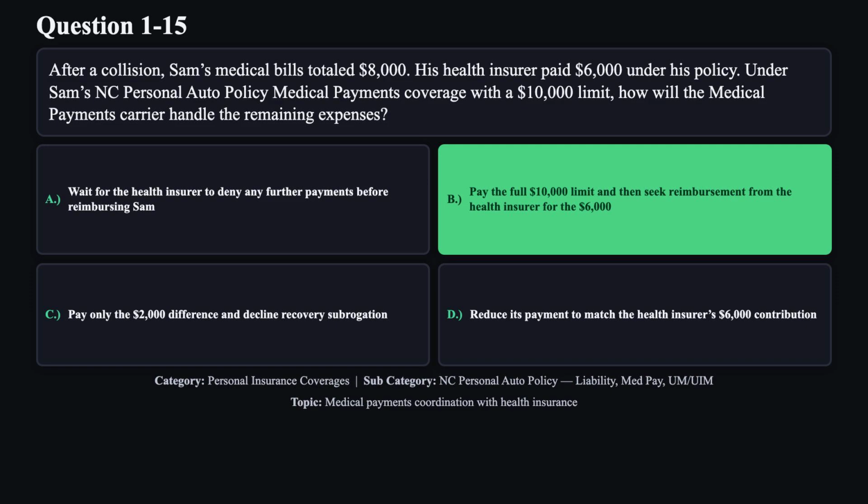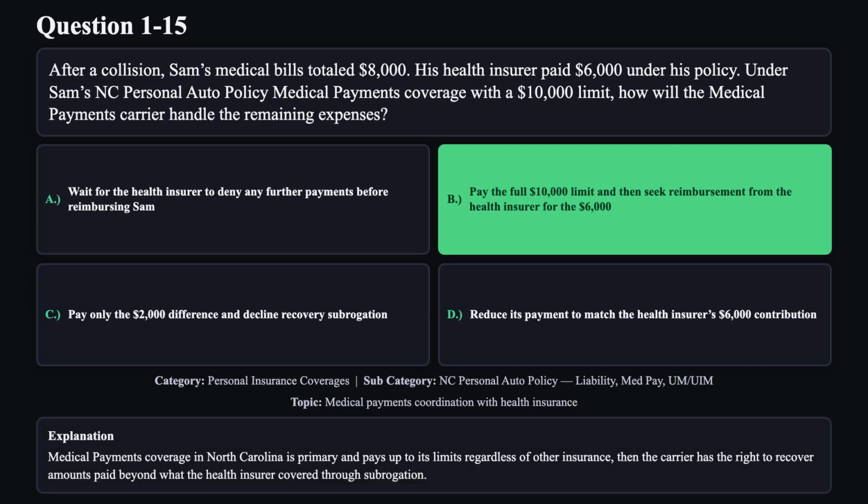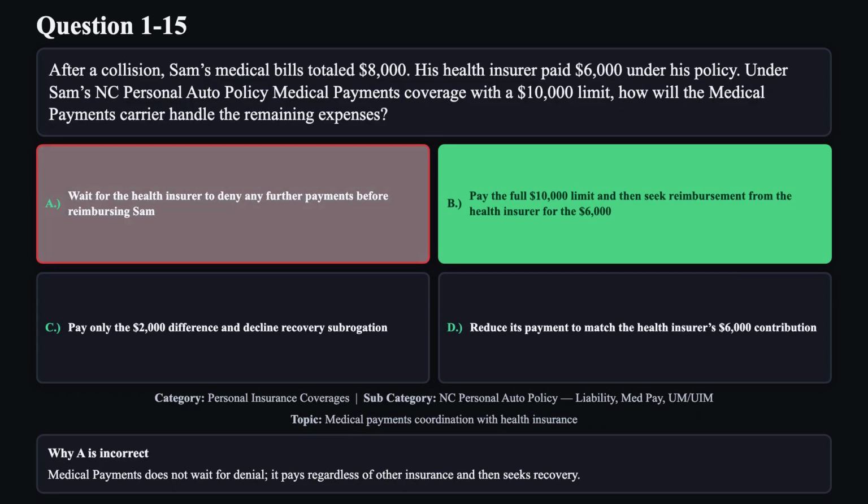The correct answer is B. Medical payments coverage in North Carolina is primary and pays up to its limits, regardless of other insurance. Then the carrier has the right to recover amounts paid beyond what the health insurer covered through subrogation. Reason A is not correct. Medical payments does not wait for denial. It pays regardless of other insurance and then seeks recovery.